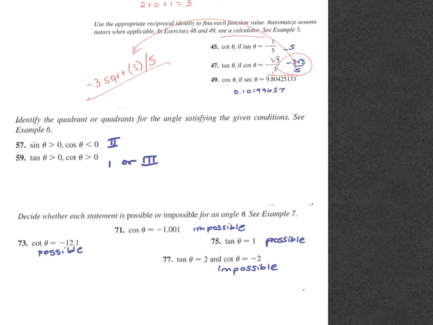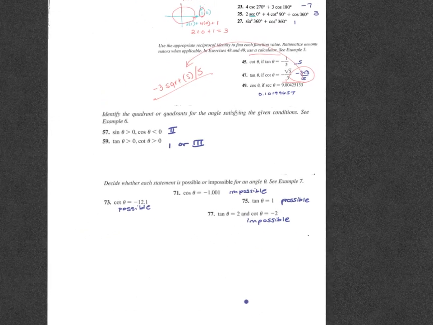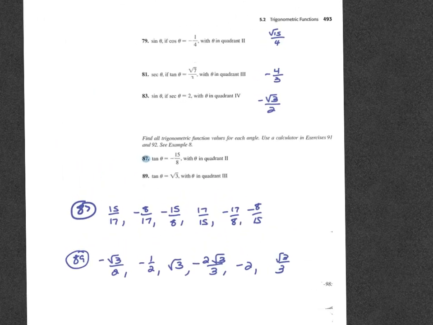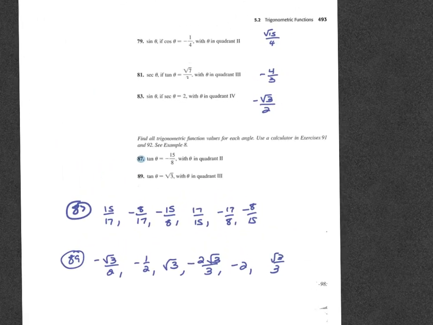57 and 59 were asking for the quadrants. 57 is quadrant 2. 59 had 2 answers, which is quadrant 1 or quadrant 2. And then 71 through 77 was based on those ranges, the interval range. The cosine can never be less than negative 1 or bigger than 1. So it's impossible, possible, possible, impossible. Again, these answers are on the odds on the top of the module.